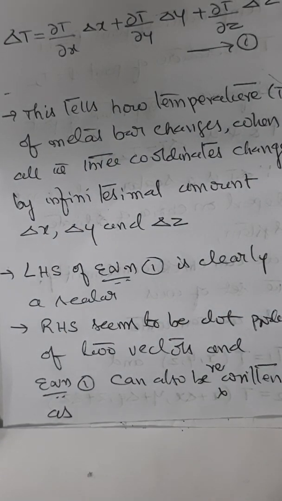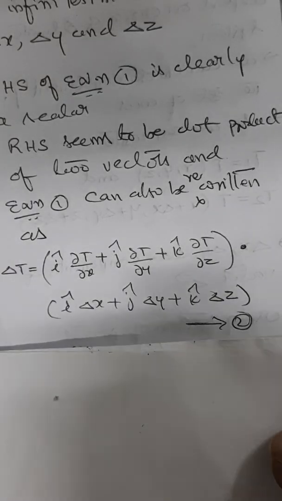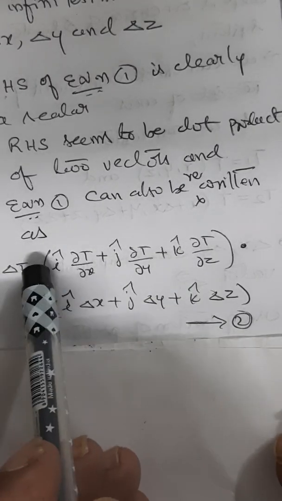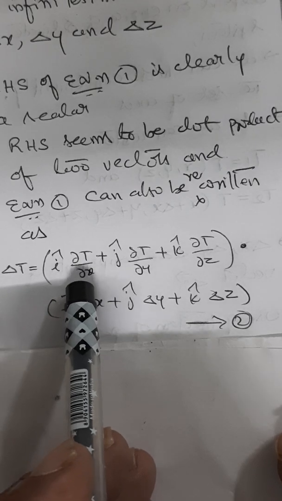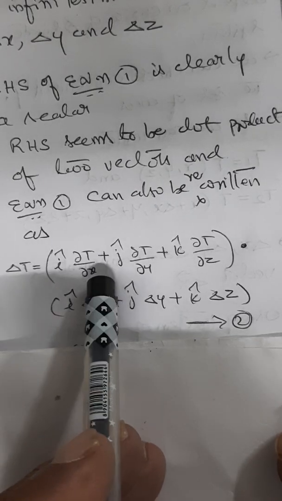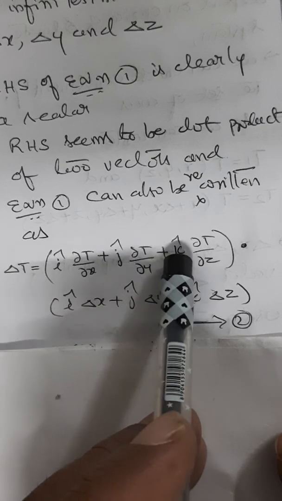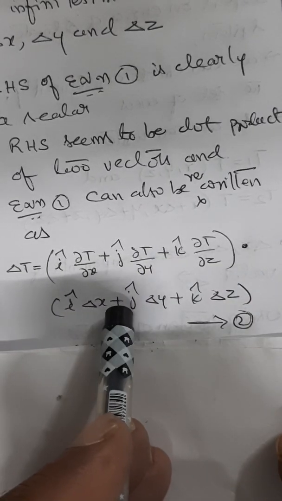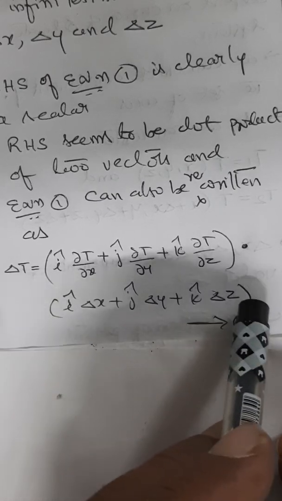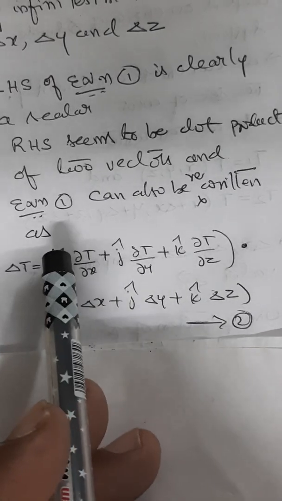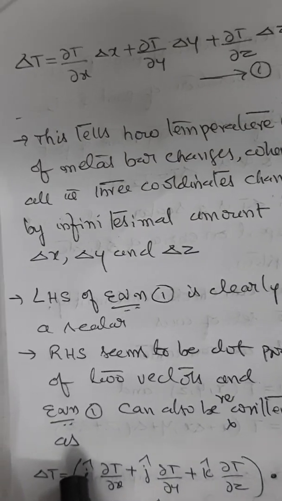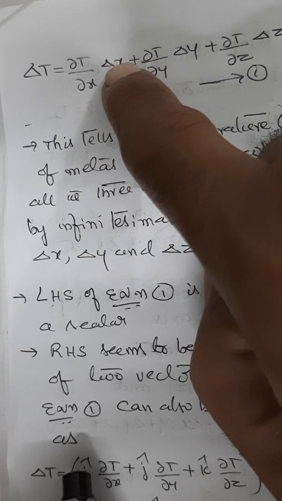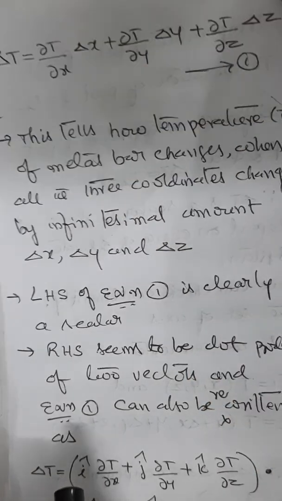So this equation can be written as a dot product using the Cartesian coordinates as delta T on the left hand side, and the right hand side is equal to I into dou T by dou X plus J into dou T by dou Y plus K into dou T by dou Z, dot, I delta X, J delta Y, K delta Z. This is how the previous equation 1 can be written. For example, if you see dou T by dou X into delta X.